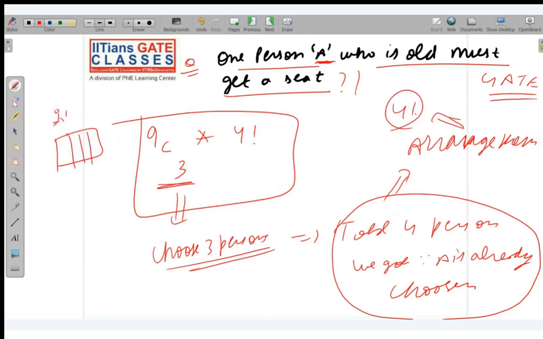Let me write it. P1, P2, P3, P4, and 4 chairs. For P1, 4 choices. Then 3 choices, then 2 choices, then 1 choice. So obviously 4 factorial. This is the answer. Now please take a snapshot. I will jump to the next slide.